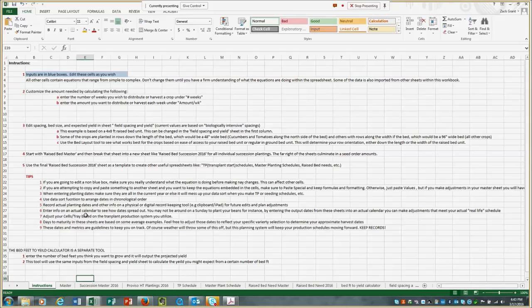Adjust your cells and trays based on the transplant production system you like. Okay, so as we move through the spreadsheet, you're going to see that there's a bunch of stuff that you can change, and I have a lot of those columns highlighted so you can adjust it to your specific system.